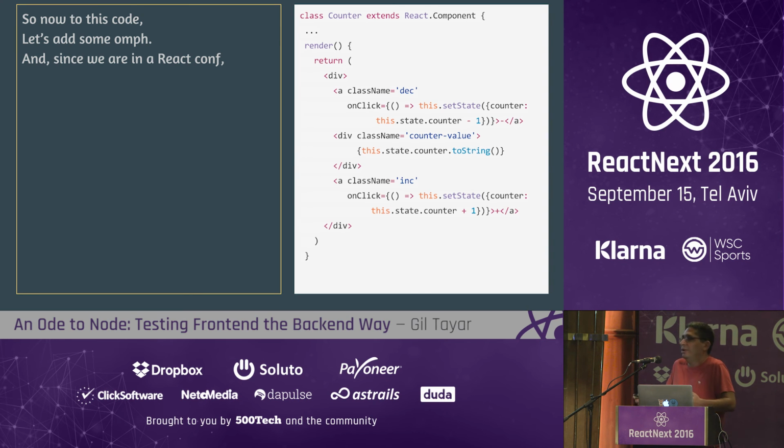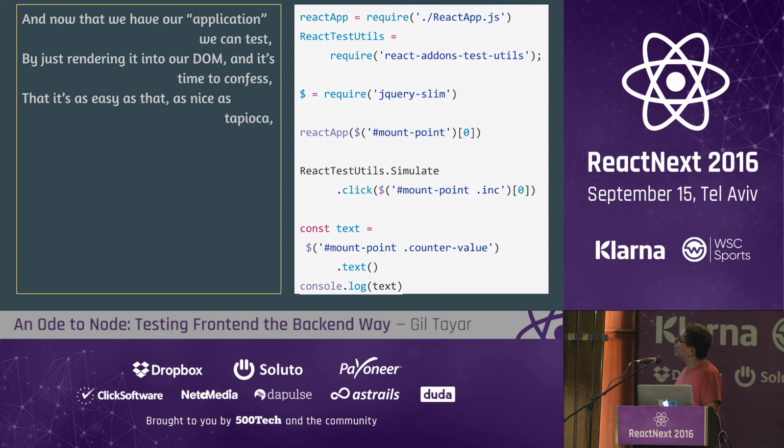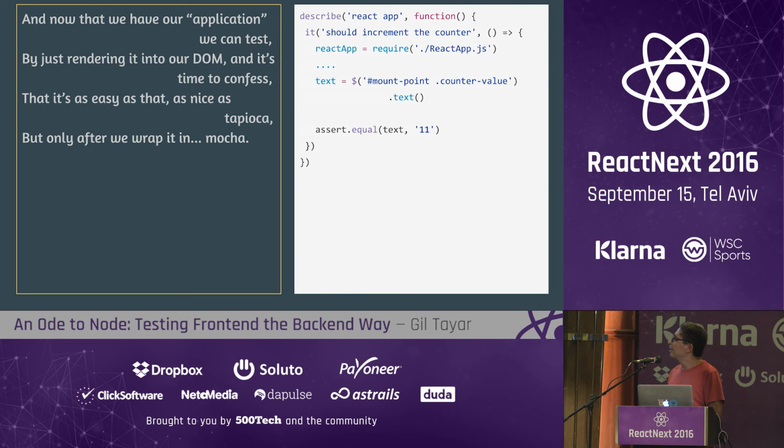So now to this code, let's add some oomph. And since we are in a React Conf, we'll write the application code we want to test in React. Of course, it's the best. And now that we have our application, we can test by just rendering it into our DOM. And it's time to confess that it's as easy as that, as nice as tapioca, but only after we wrap it in Mocha.